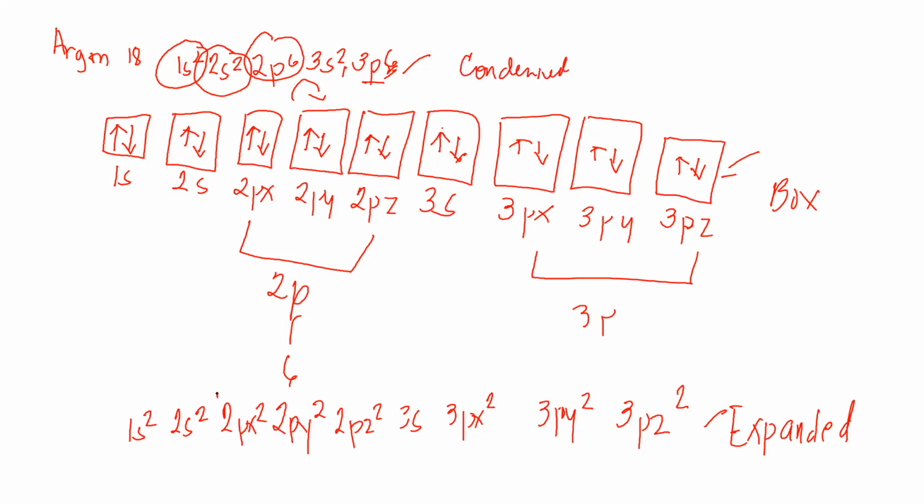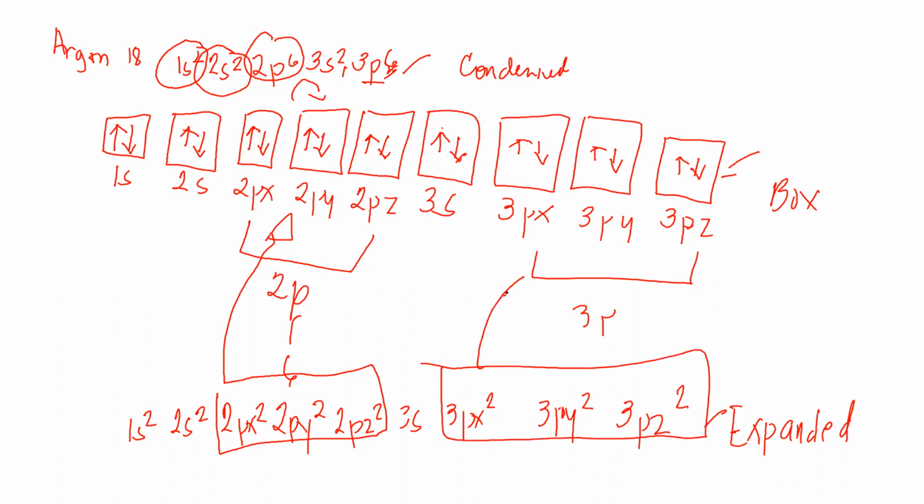The box, the condensed, and the expanded: this one represents this one, this one represents this one. I hope you can follow. Now, let's try another example.